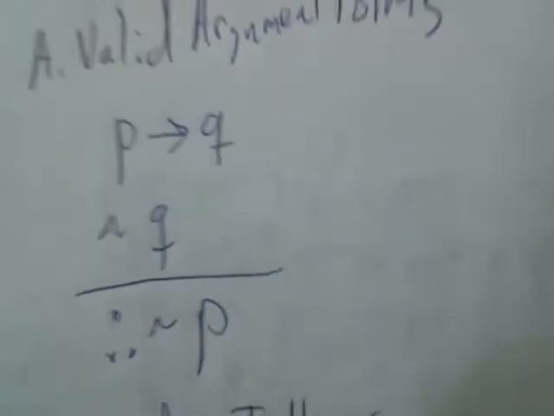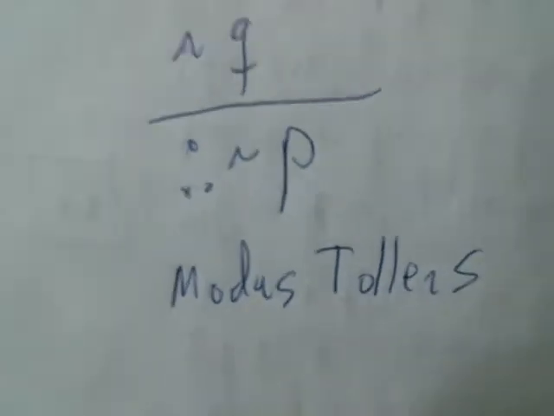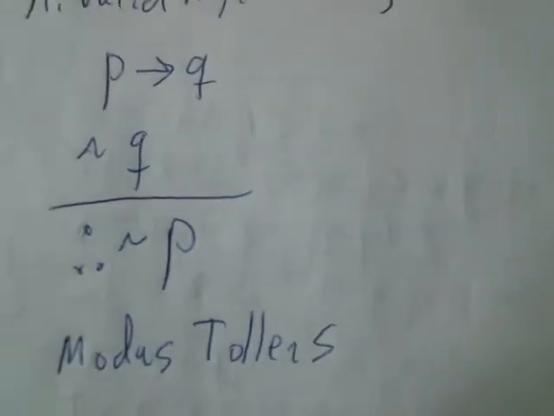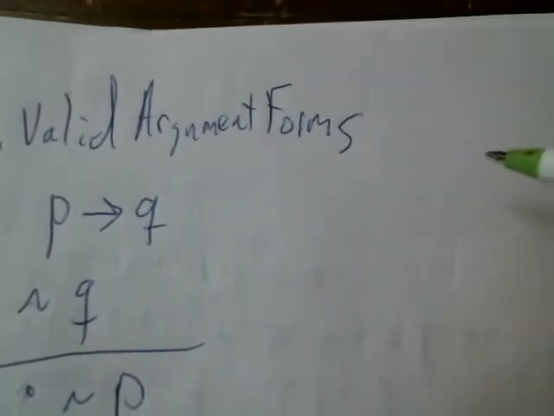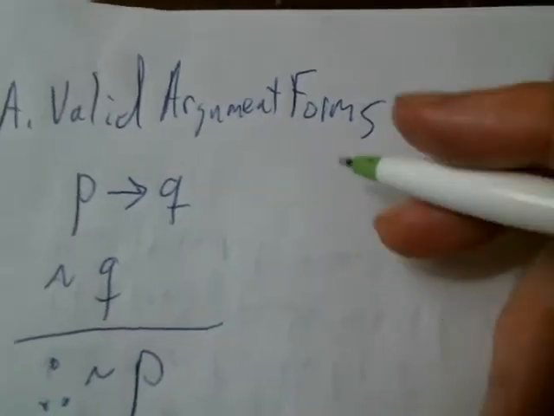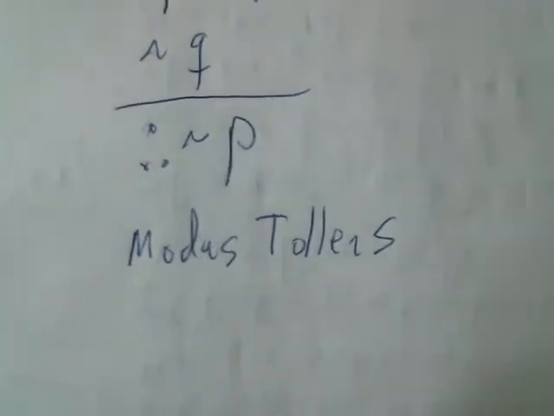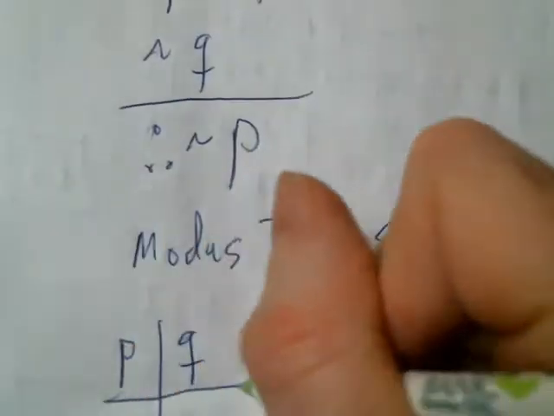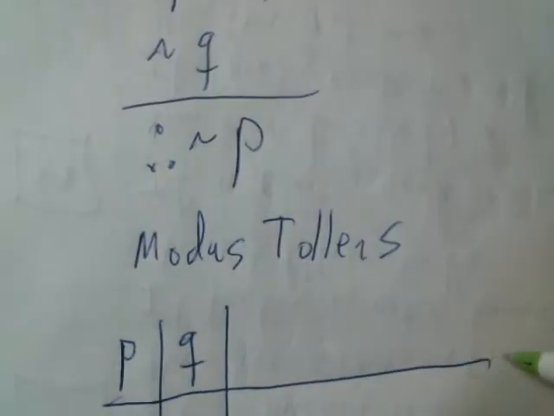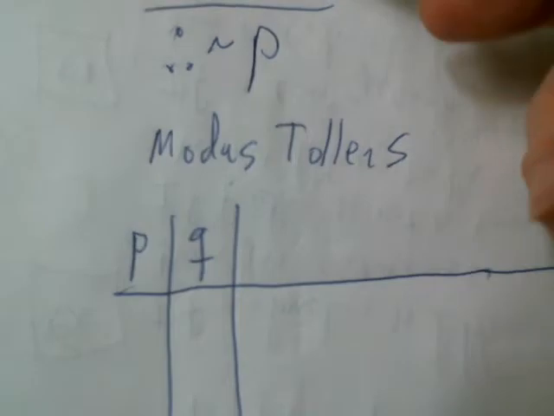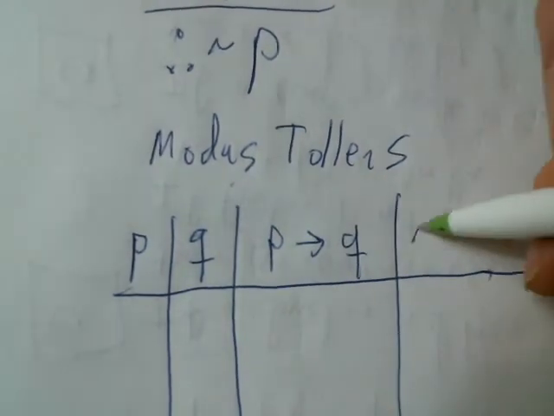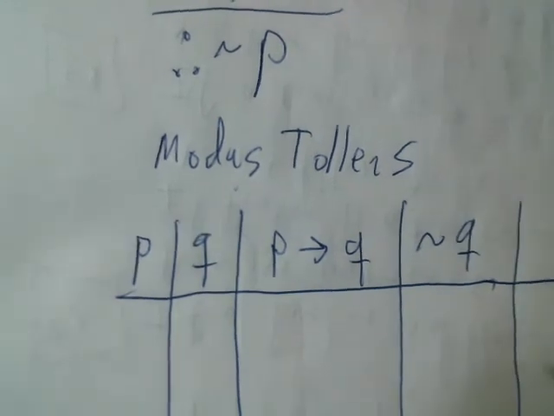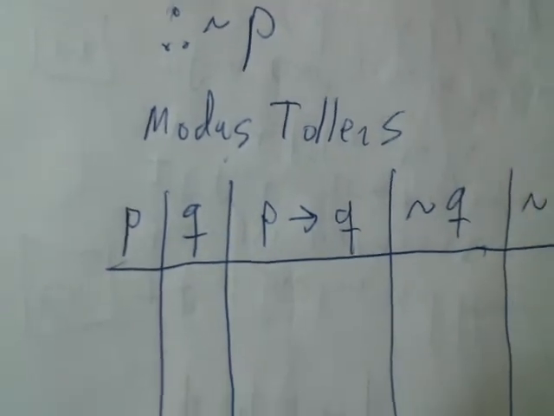So I want to make sure this is a valid form, and you're going to use truth tables to establish that, like you did with equivalent statements before. Okay, so how does this work? You're going to do your P and your Q, and then we need our statements. So if P, then Q. Another statement, not Q, and then the conclusion, not P.